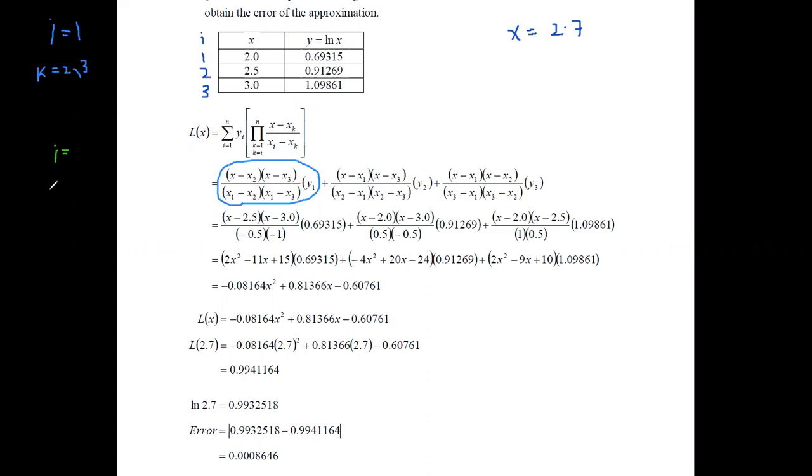If i equals 2, then the values of k can be taken as 1 and 3. Therefore, the substitution gives you this set of values. Therefore, x2 minus x1 and x2 minus x3 will be here. And now to write the denominator, instead of x2 you can just replace x here.